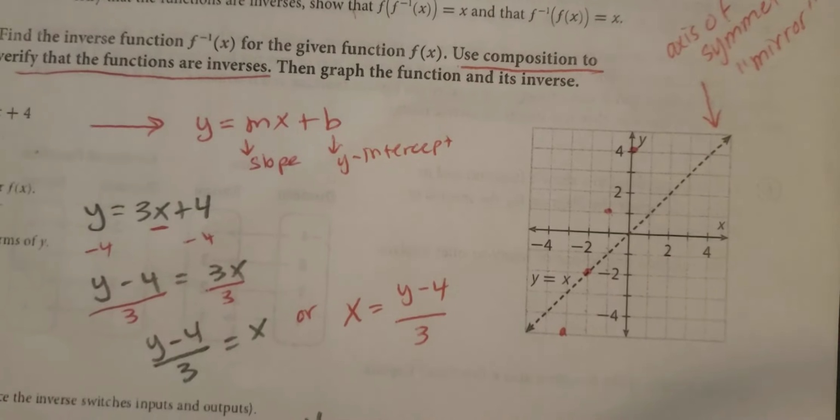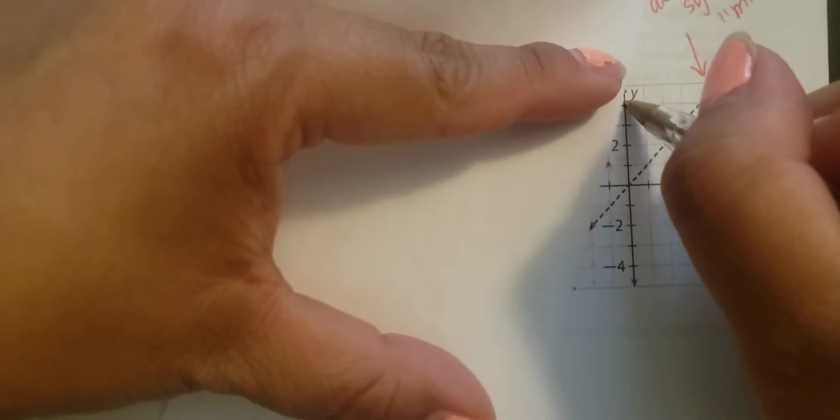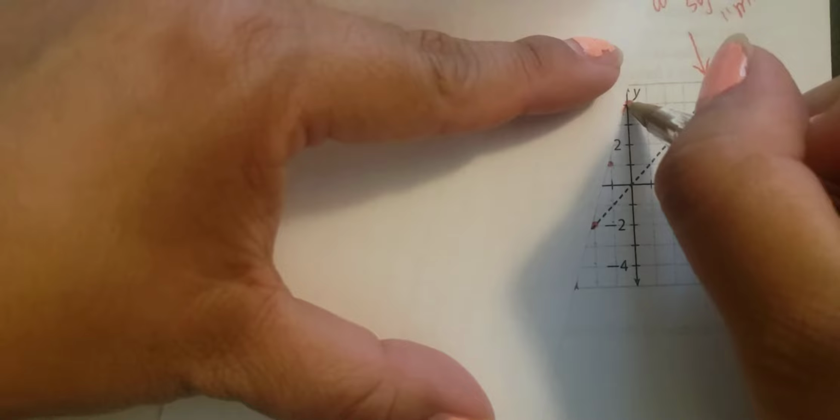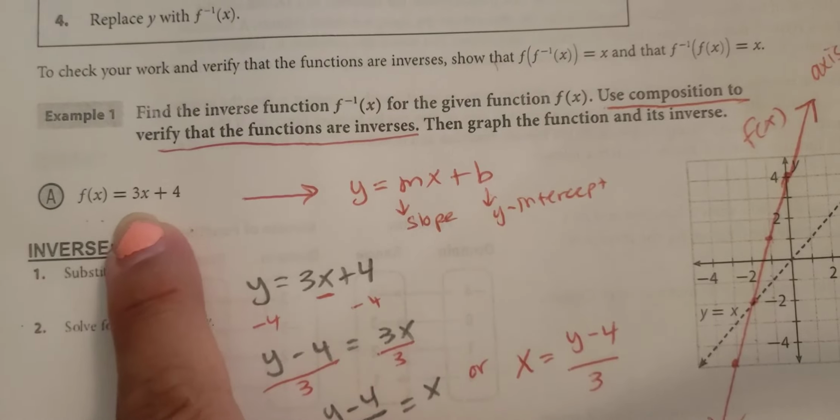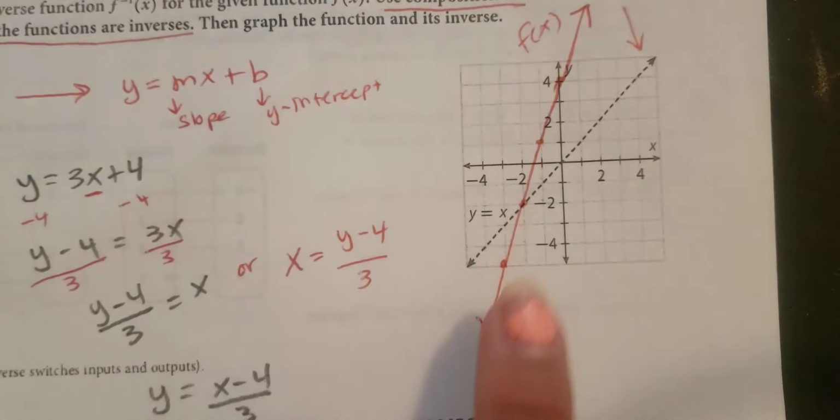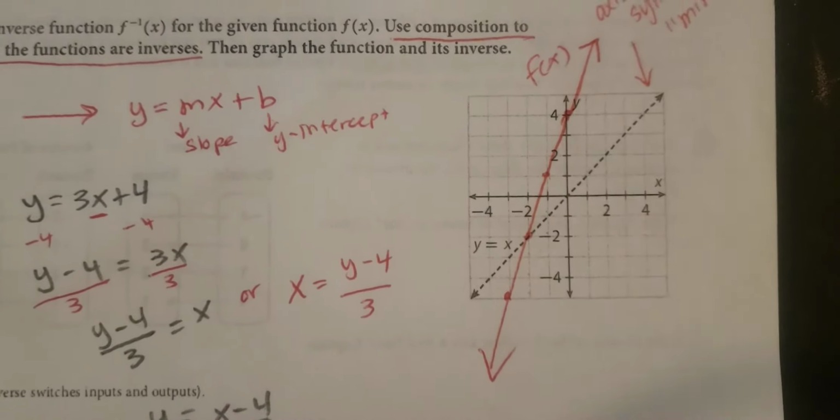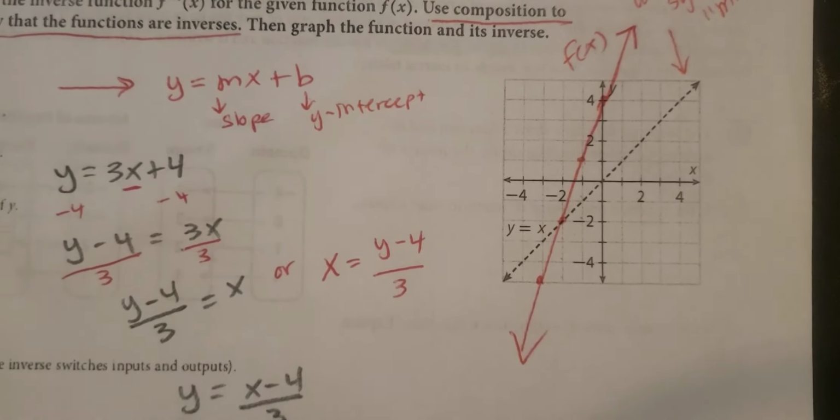If you're wondering, when do you stop? You need at least 2 points to draw a line. The more points you draw, the better you are. Once you draw that line, go ahead and get a straight edge and do your best to connect them. I like to make sure they go off the grid. And this is your function, your f of x. And remember, my slope is positive, so my line should be rising, going up from left to right. So that's my function.